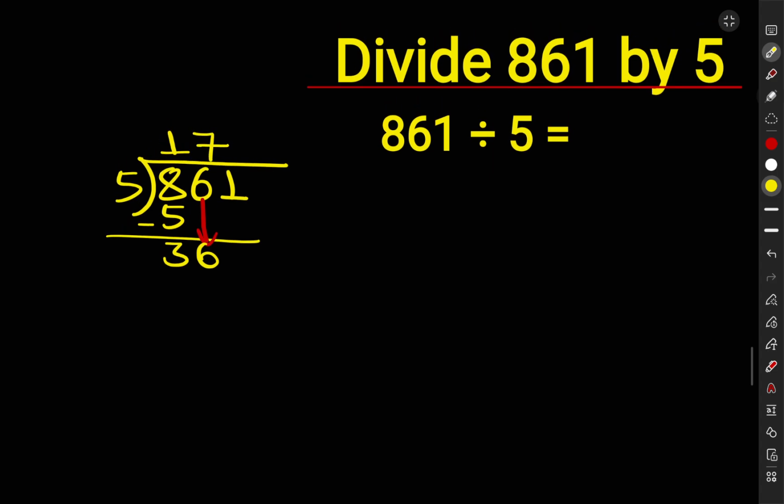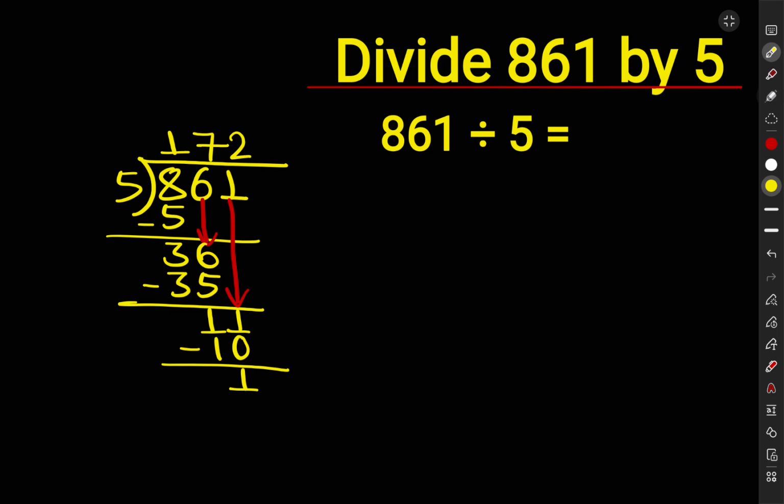5 times 7 is 35. On subtracting we get 1. So again we put down this 1 and it is 11. 5 times 2 is 10. On subtracting we get 1.